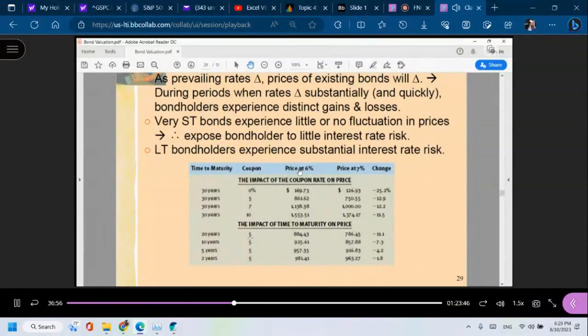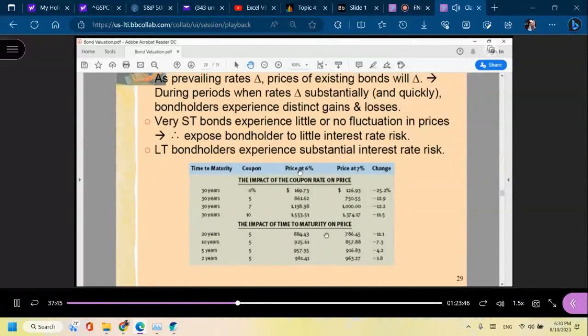So at 6% prevailing market rate, the 20-year bond will be priced at 884, but at 7%, 786. So the change, or the drop, is negative 11%, right? 10 years, we see 925, but at 7%, 850. So a 7% drop. 5 years, 4% drop. 2 years, 1.8% drop.